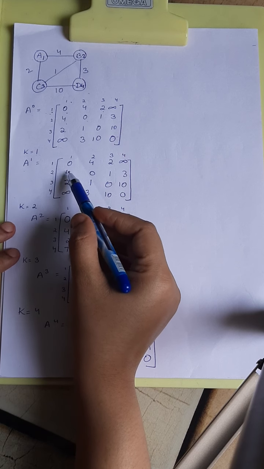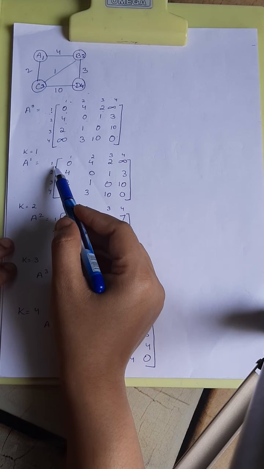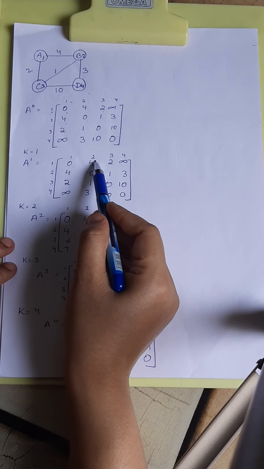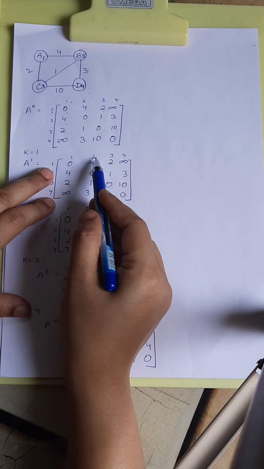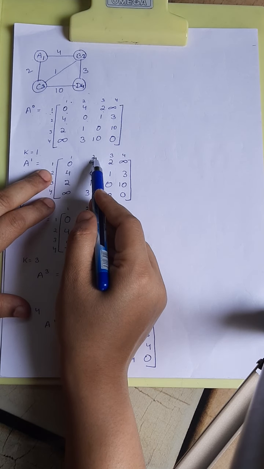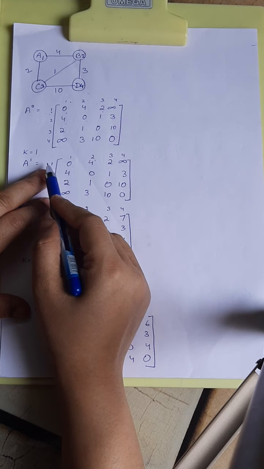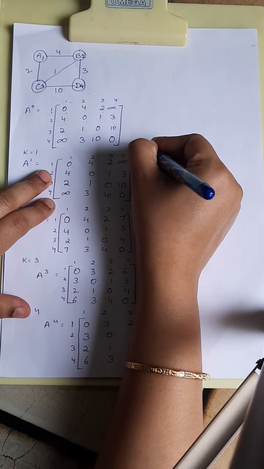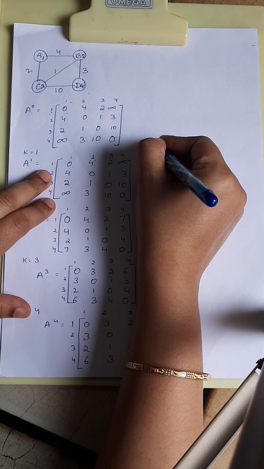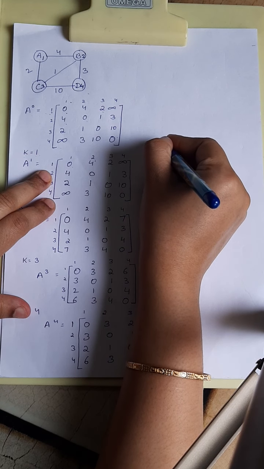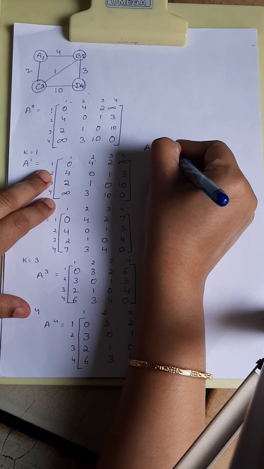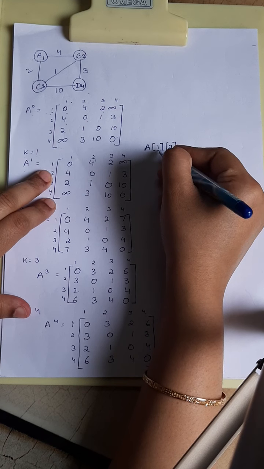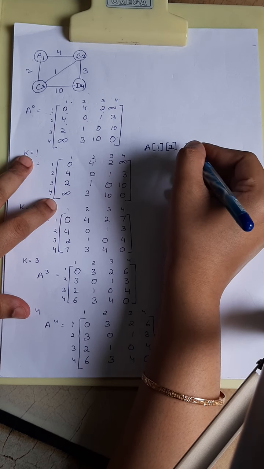So what we are doing in this case, see 1 to 1, no self loop, so value was 0. 1 to 2, what you have to do for reaching 1 to 2, i is 1, j is 2. So in this case we have to check via k. That means k is 1. See, we are calculating A of 1, 2. So i is 1, j is 2 and k is 1.